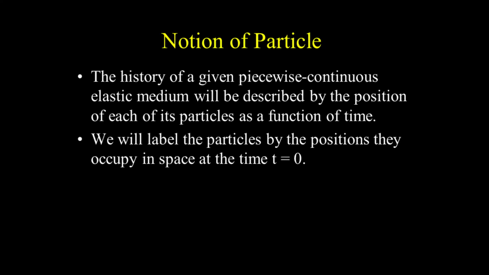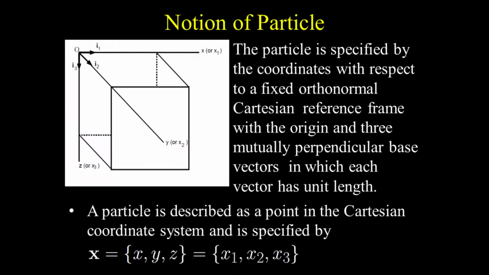The history of a given piecewise continuous elastic medium will be described by the position of each of its particles as a function of time. We will label the particles by the positions they occupy in space at the time t equals 0. The particle is specified by the coordinates with respect to a fixed orthonormal Cartesian reference frame with the origin and 3 mutually perpendicular base vectors, in which each vector has unit length. A particle is described as a point in the Cartesian coordinate system and is specified by the following.